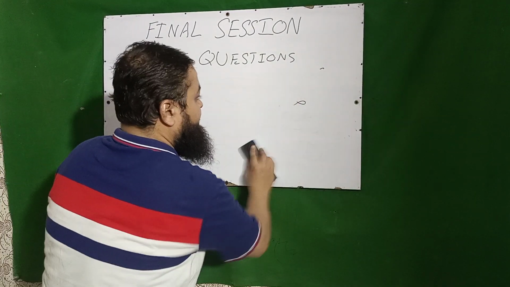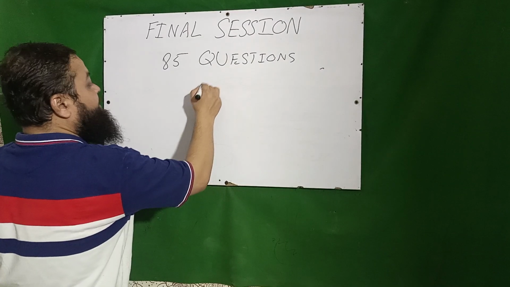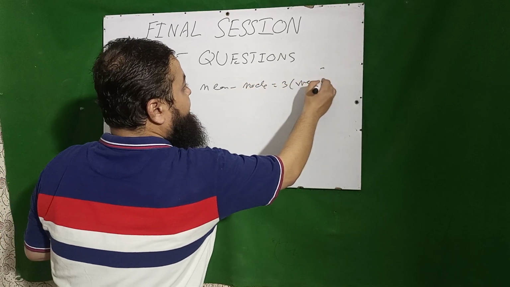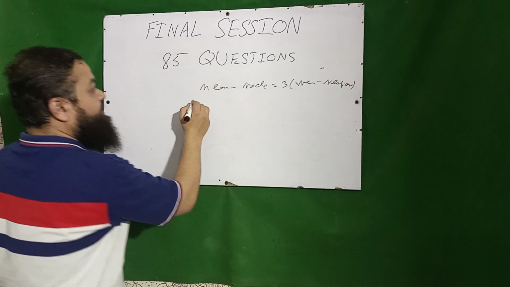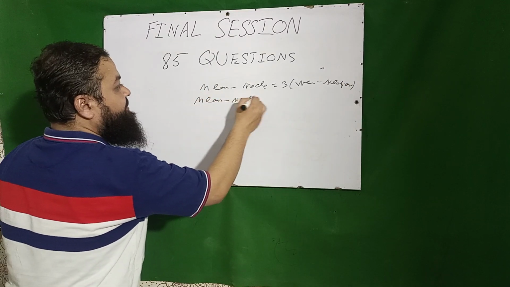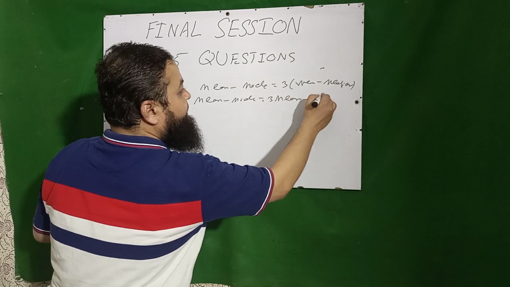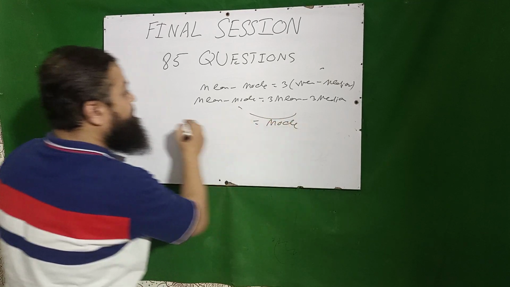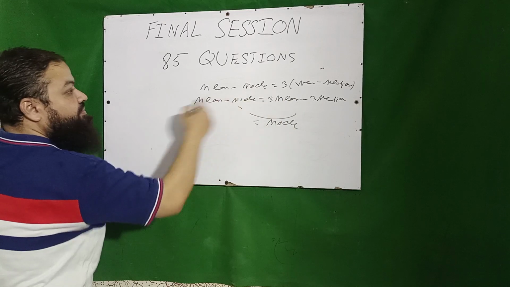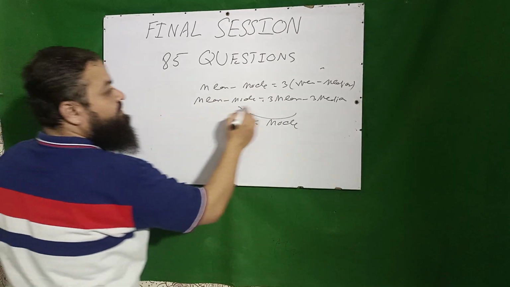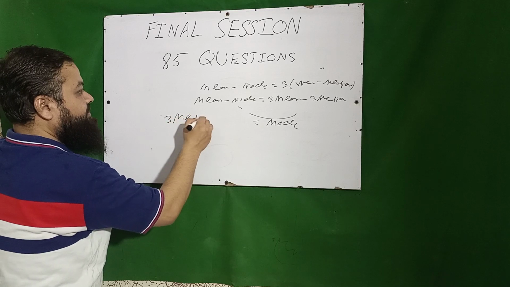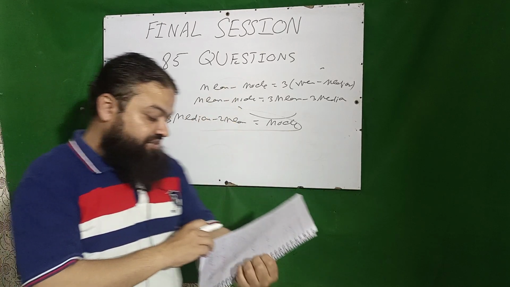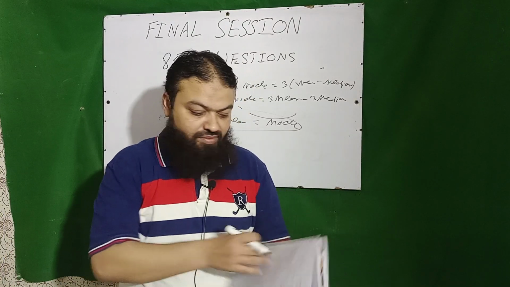Next question is the empirical relation. We know the empirical relation is mean minus mode is equal to 3 into mean minus median. You can write it as mean minus mode is equal to 3 mean minus 3 median, and mode will be equal to 3 median minus 2 mean. These all can be asked in the exam. This is called the empirical relation. Question number 8.